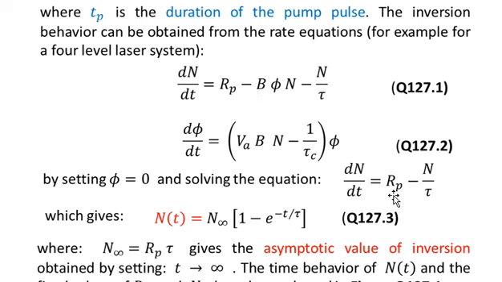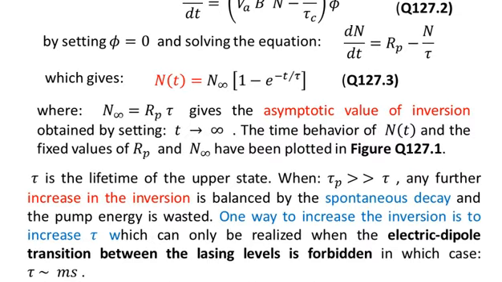that is dn over dt is equal to Rp minus n over tau. And if you solve this equation, you will get n as a function of time, that is the population inversion. The population inversion will vary as n infinity times 1 minus e to the power minus t over tau, where n infinity is equal to Rp times tau.